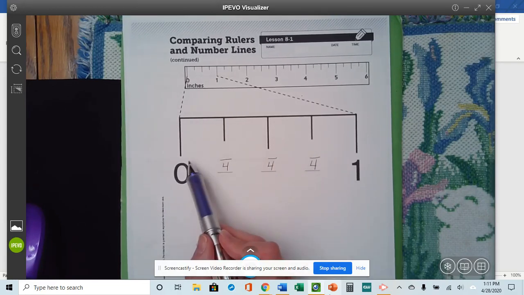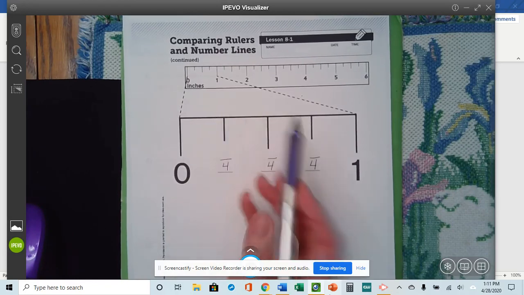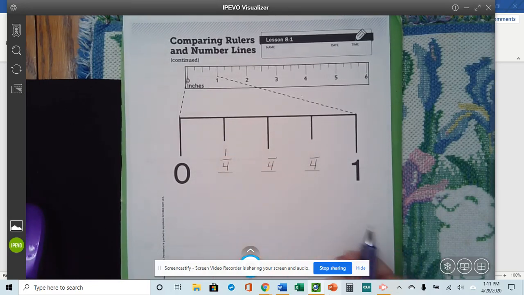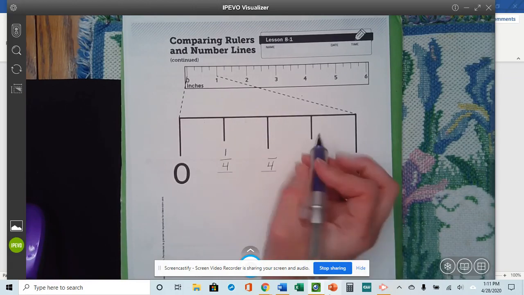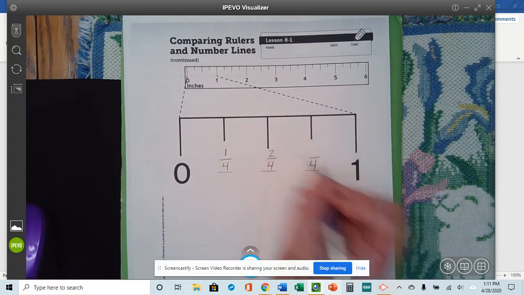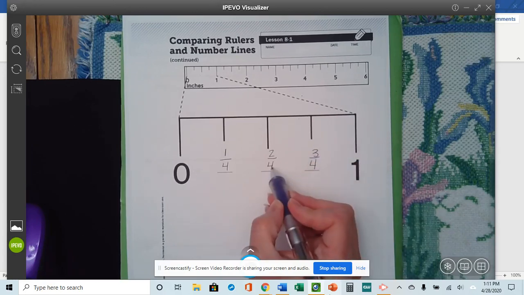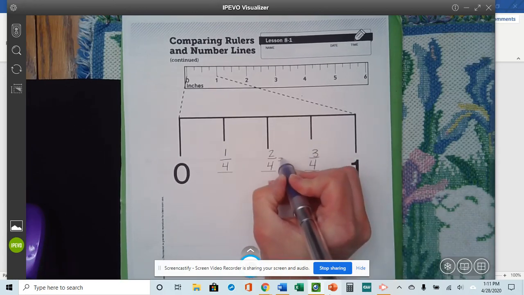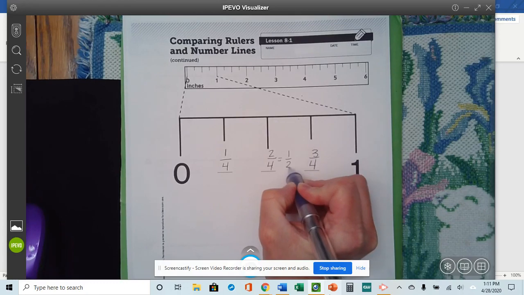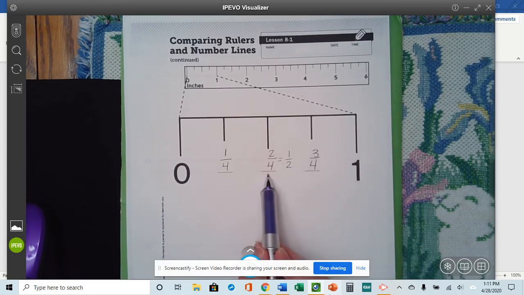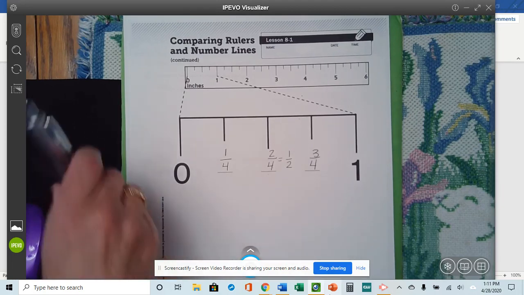And then we're going to count what each piece that we have. So this is 1 piece. This would be 1/4. This is 2 pieces. That would be 2/4. This is 3 pieces, and that would be 3/4. Remember, the 2/4 is also equal to 1/2 because when we are measuring, we generally don't see 2/4 on a ruler. We would see 1/2.